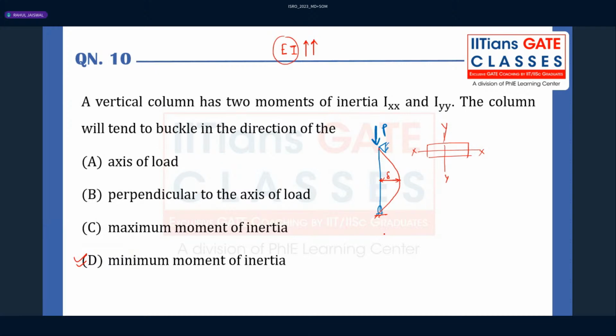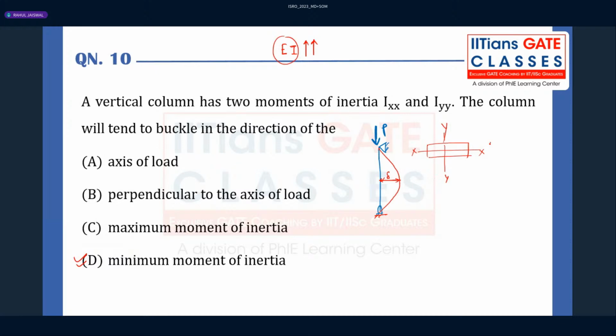But the physical significance of moment of inertia is that it resists whatever the moment is, right? The more moment of inertia, the more difficult it is to bend that material by applying the bending moment. So it is very difficult to buckle a column if it has more moment of inertia, right?